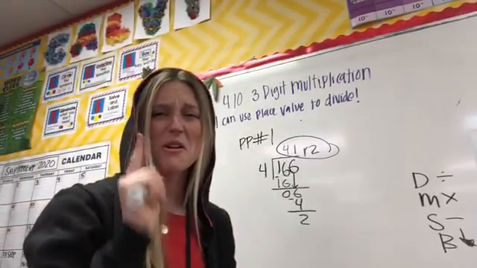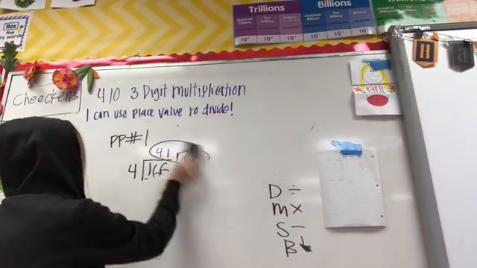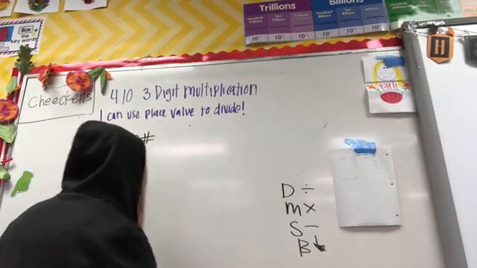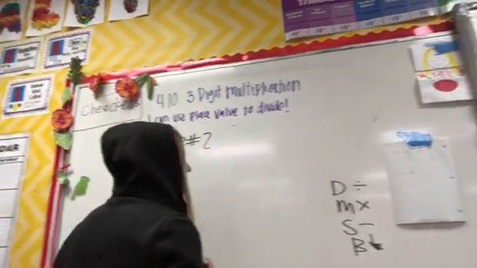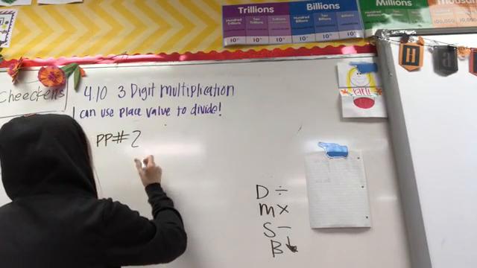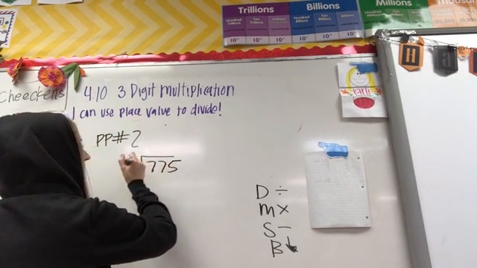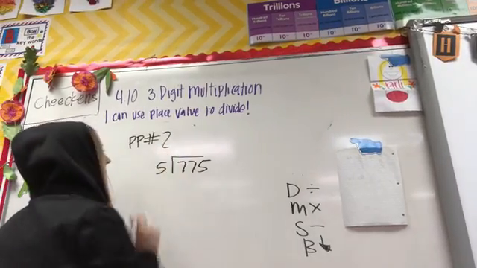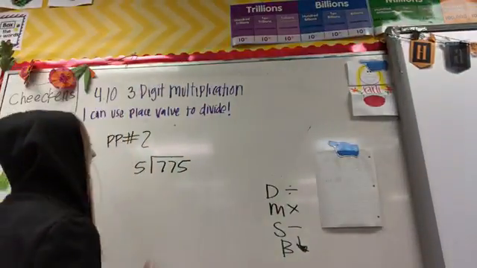Let's do one more pause problem. All right, last one of the day. Pause problem number 2. If we had 775 divided by 5. Go for it. You got it. Okay, I'm gonna keep going.